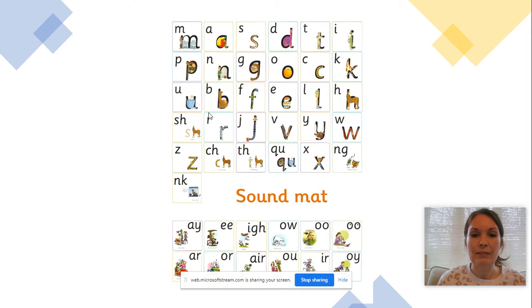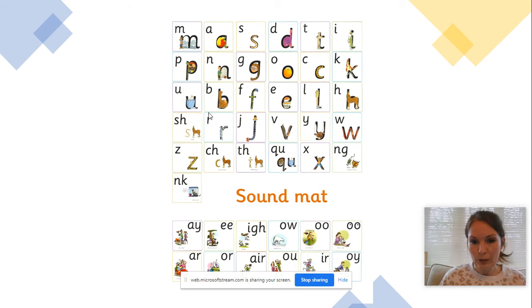Here is the sound mat. So if it's useful to have this slide up whilst you're doing the work with your child, then that might be a top tip. And they can sound out any words they might need help with. Remember, Fred Fingers and Fred Talk is always a good idea. So if you were sounding out a word, let's just think of a simple word.